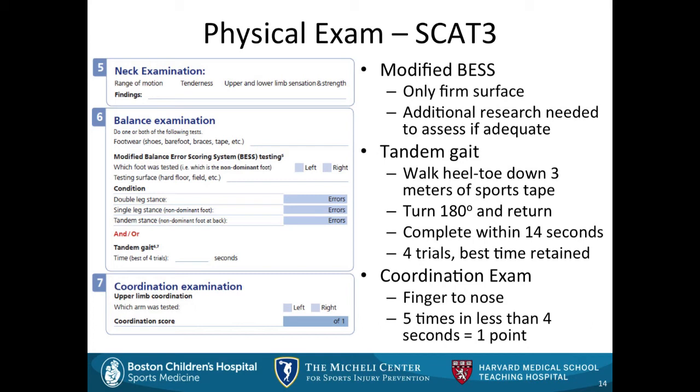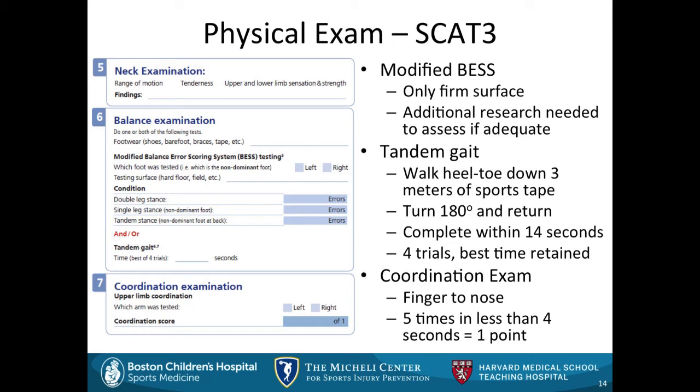The other thing they talk about is this tandem gait, which is in the SCAT-3. And what this is, you take basically sports tape, so they say 38 millimeters, that's what was in the study, because you're looking at the width of sports tape, and you do 3 meters out, and you have them walk in a tandem gait, heel to toe, heel to toe, heel to toe, 3 meters, 180 degree turn, walk back. They lose points, it's considered an error, if they don't do heel to toe, if they come off the tape, they don't understand the instructions, anything like that. You do time trials.